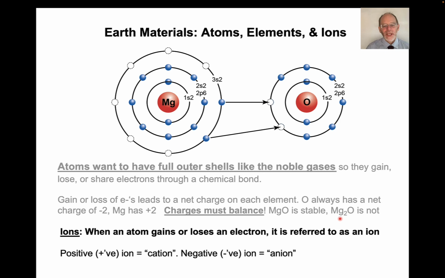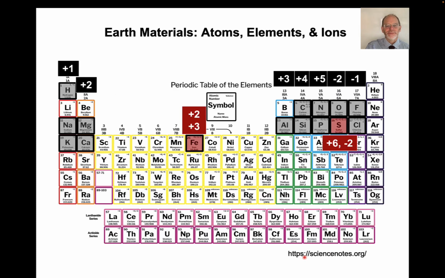Now, when atoms gain or lose an electron, they're referred to as ions. A positive ion is called a cation, and a negative ion is called an anion. The common elements that we deal with are shown in these gray boxes here, and some other ones that are important are shown in the red boxes, but they're a little complicated, so I'll come back to these.